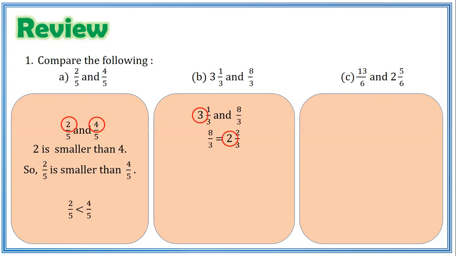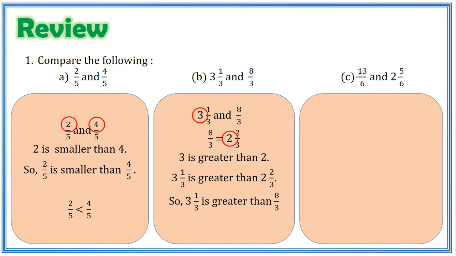By looking at the whole number part, we can easily compare the numbers. 3 is greater than 2. So 3 and 1 out of 3 is greater than 2 and 2 out of 3. Therefore, 3 and 1 out of 3 is greater than 8 out of 3. So in symbol, we write like this.